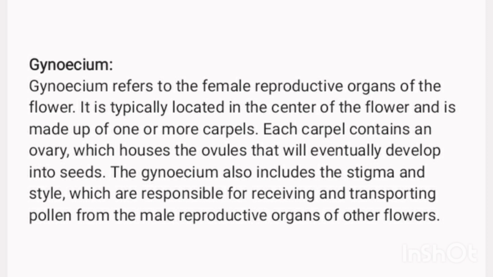Gynoecium. Gynoecium refers to the female reproductive organs of the flower. It is typically located in the center of the flower and is made up of one or more carpels. Each carpel contains an ovary, which houses the ovules that will eventually develop into seeds. The gynoecium also includes the stigma and style, which are responsible for receiving and transporting pollen from the male reproductive organs of other flowers.